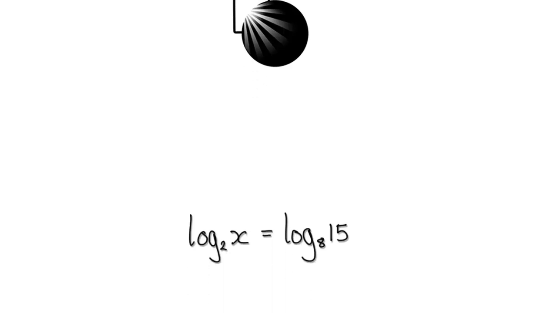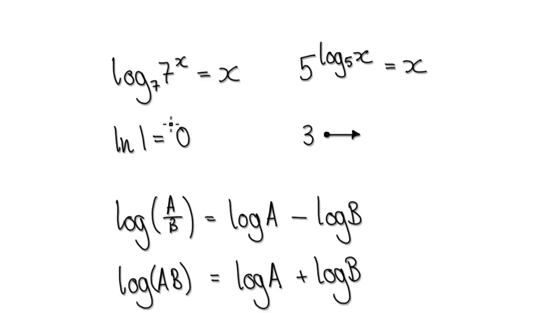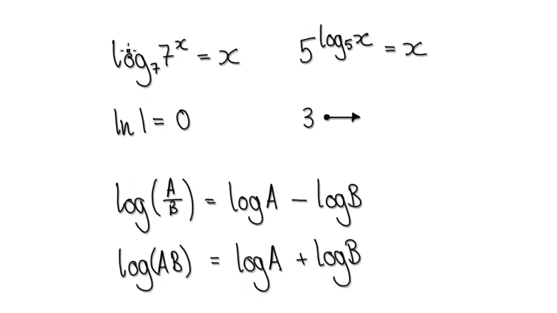Before I go about showing you how to solve logarithmic equations with different bases, so this is of base 2, this is of base 8, I need you to understand the following. I need you to know the following by heart. If you take log base 7 of 7 to the power of x, it becomes x. And then if you have 5 to the power of this weird thing here, it becomes x. So whenever these are the same, it becomes x.